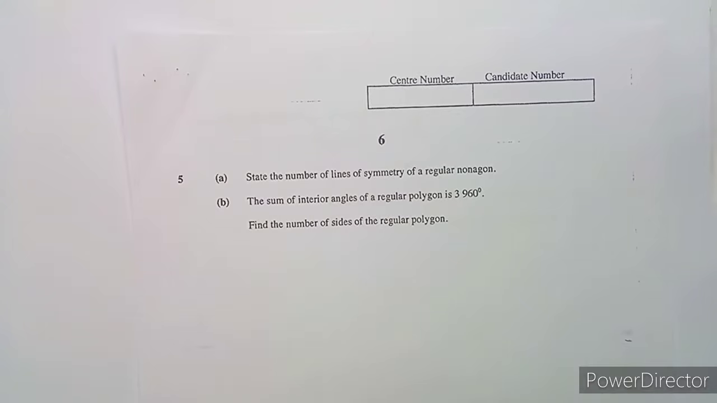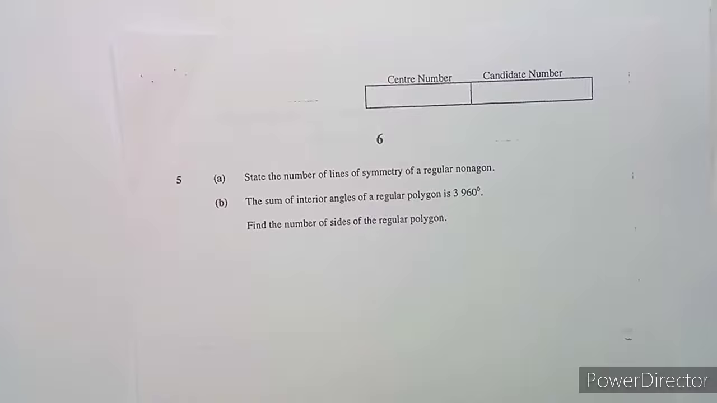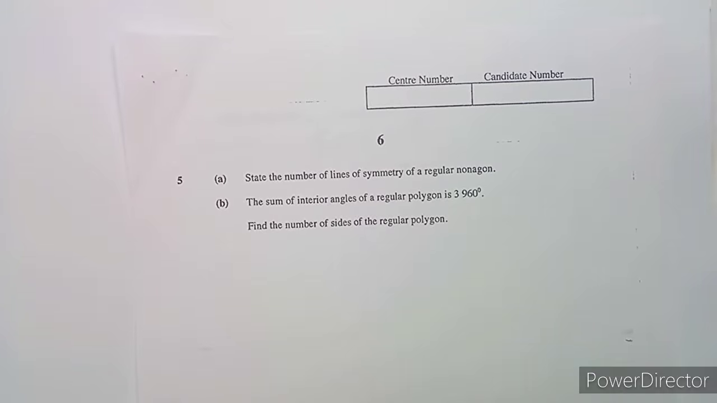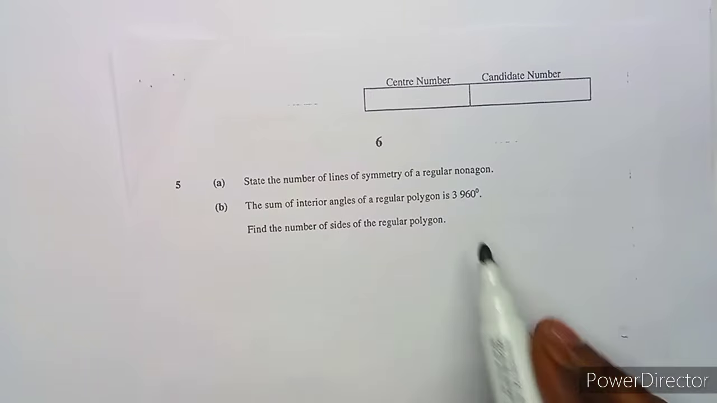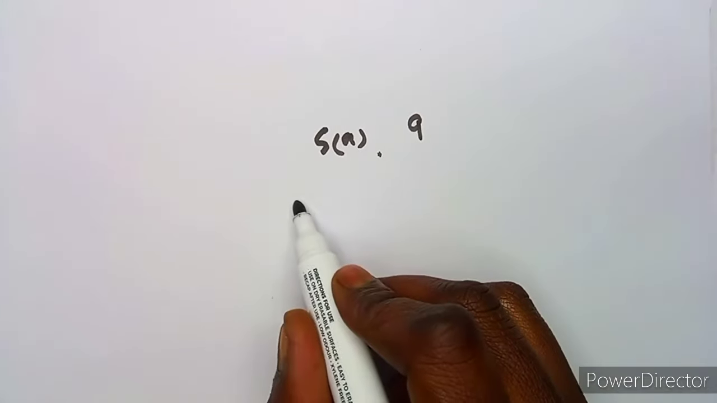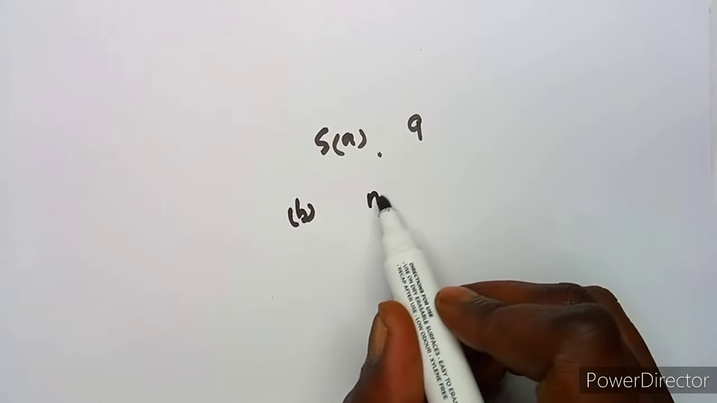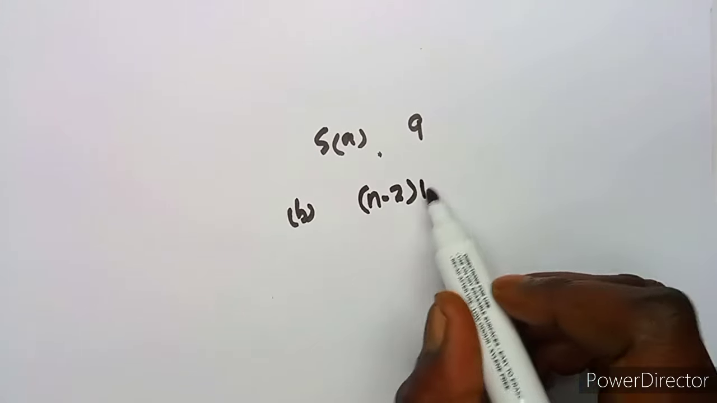Okay, whether they told us that it's a regular polygon or not, in this case, to find the number of sides, it's not important, unless it was to find the angle. But anyways, we have the sum of the interior angles, where we know that the sum of the interior angles is given by the formula n minus 2 times 180.